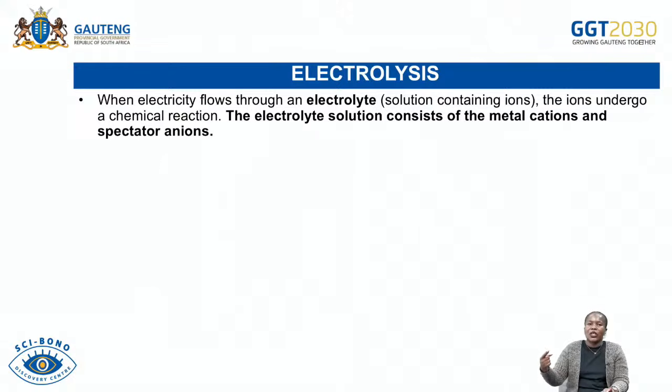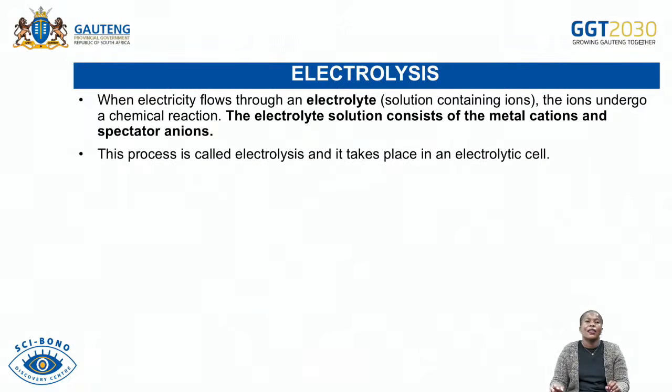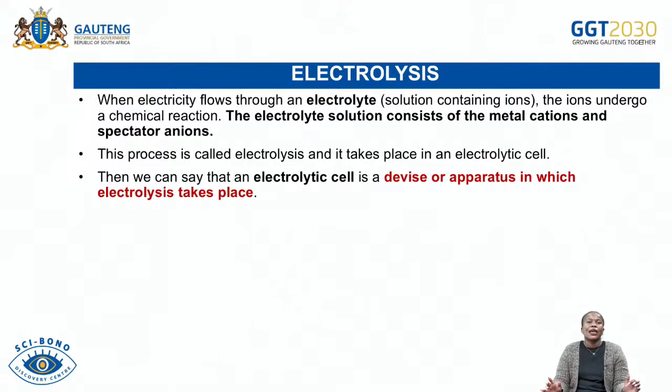When electricity flows through the electrolyte, the ions undergo a chemical reaction. Hence, there will be cations as well as the spectator ions that are there. This whole process of breaking down the substance into the ions by allowing the current to pass through it is known as electrolysis. It happens in an electrolytic cell, which is a device or apparatus where electrolysis takes place.